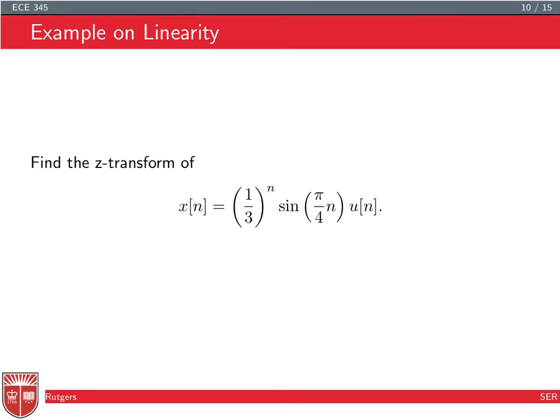I want to conclude this lecture by working one more example that is a little bit more, I wouldn't say difficult, but a little bit more interesting than we had before, which is the following signal: x of n is 1/3 to the power n sine pi over 4n u of n. Now you may think it's interesting because it has a new function, the sine, but the question is, how is this related to the summation? This is what I want to clarify next.